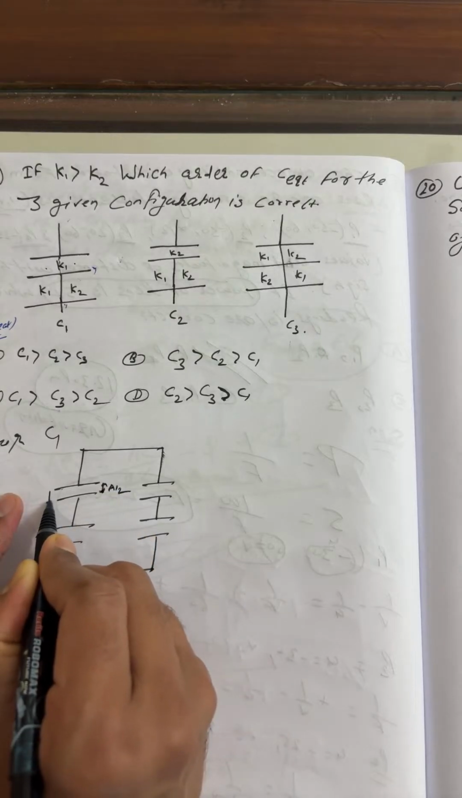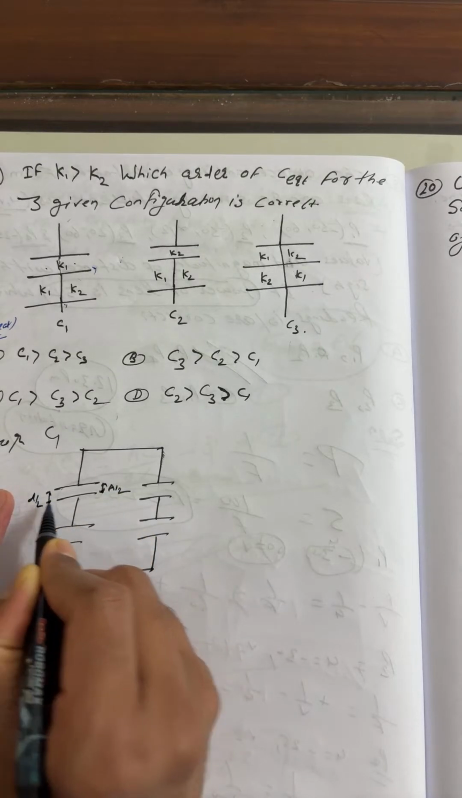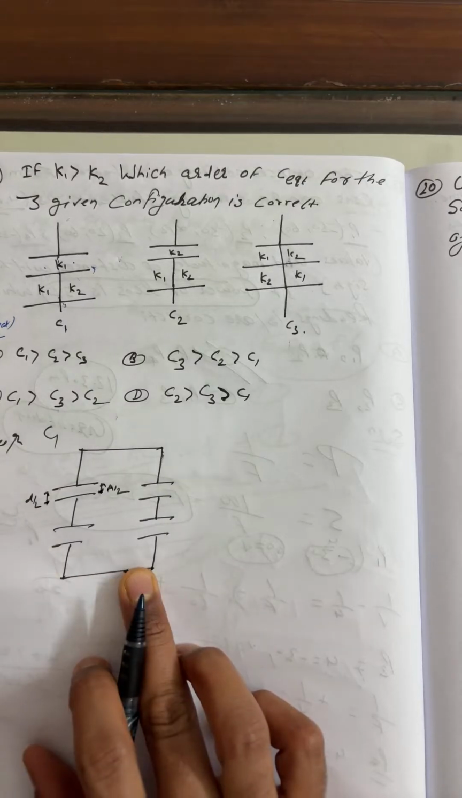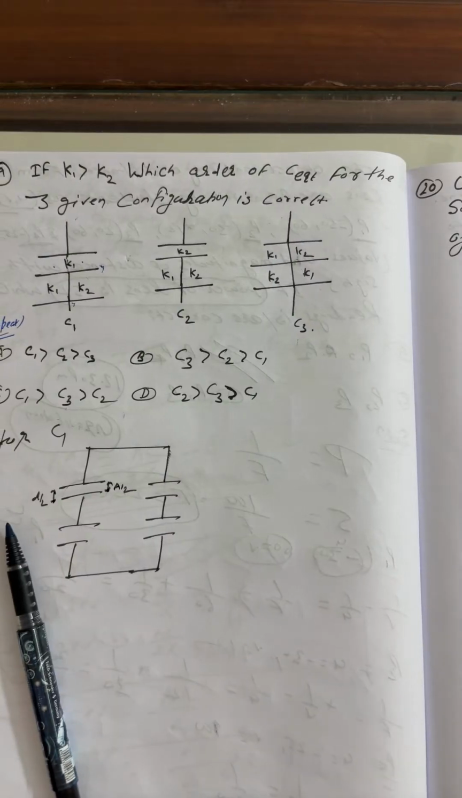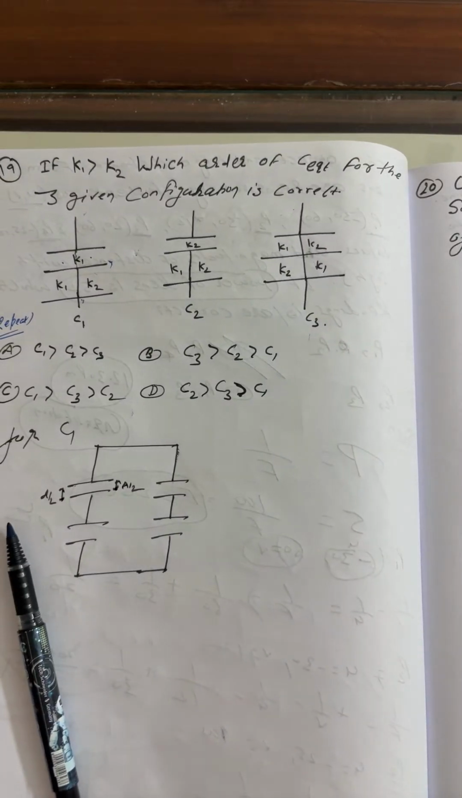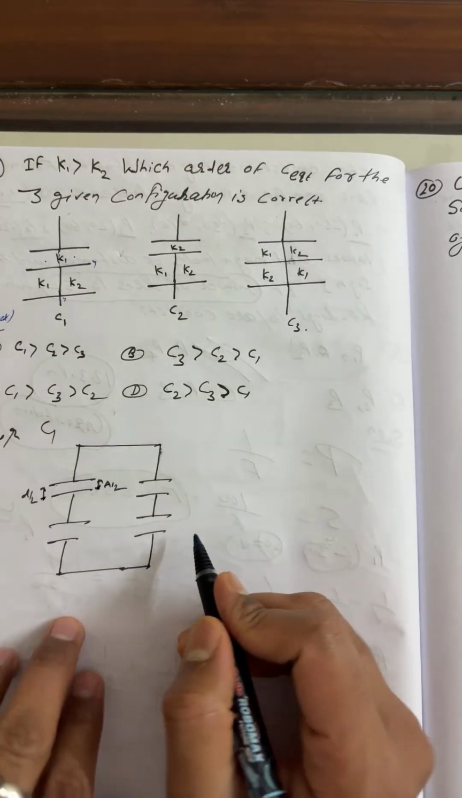Area is also d by 2 beta. This is also d by 2 beta. This is very interesting, my dear. This is mentioned over here only, beta.